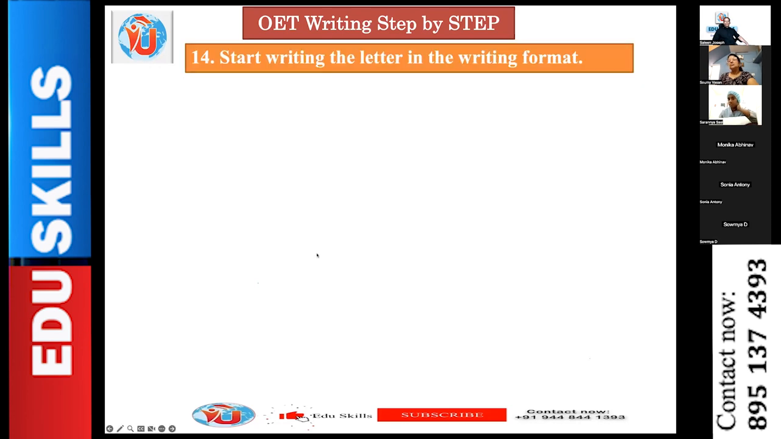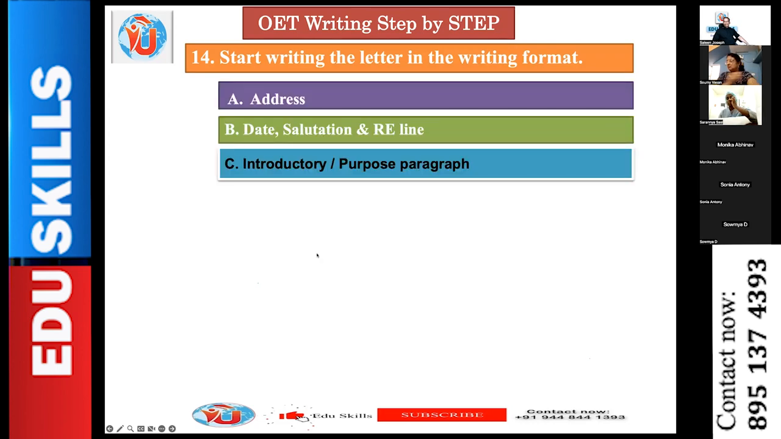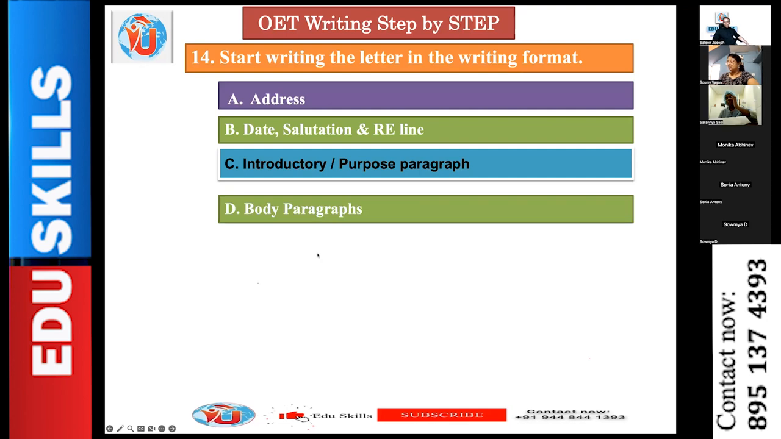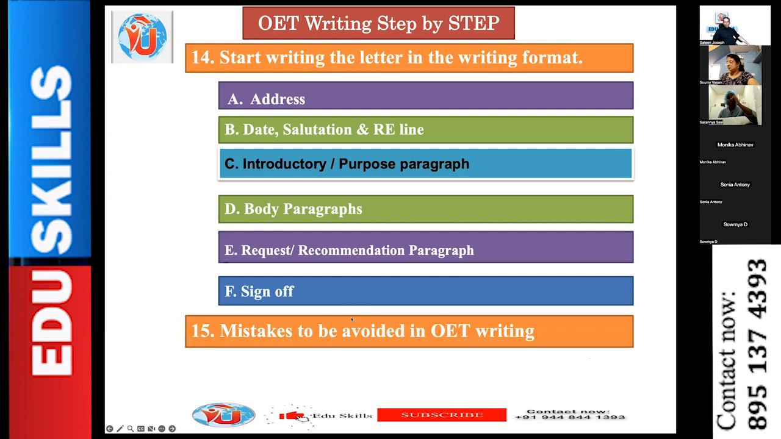Next, the 14th step is to start writing the letter in the writing format. Then you have the address, date, salutation, and re line. Then you have the introductory or purpose paragraph, the body paragraphs. Then you have the request. Then you have the sign-off. Then the last step is mistakes to be avoided in OET writing. These are the stages that we are looking into.